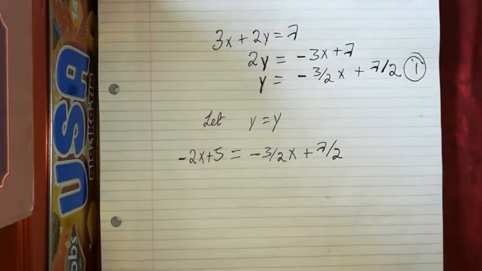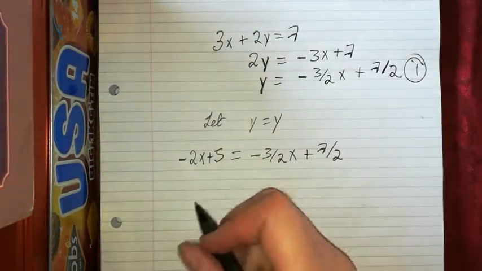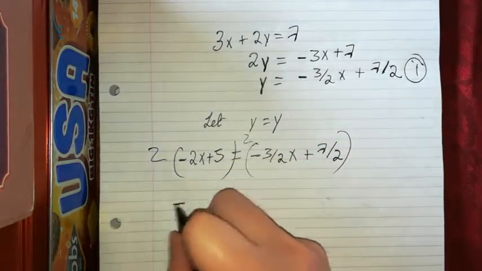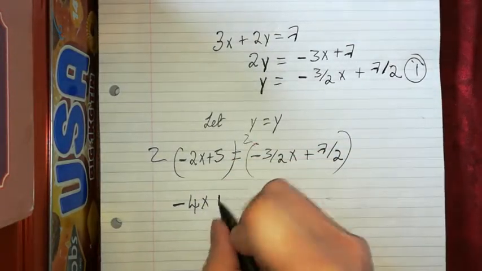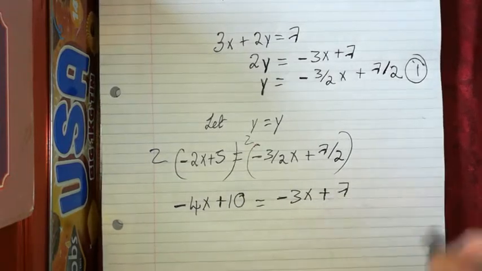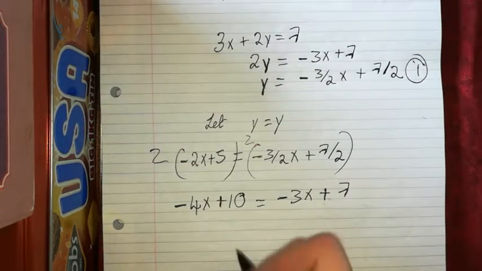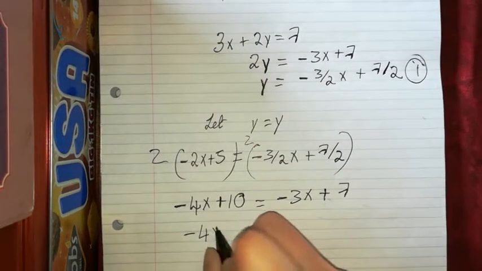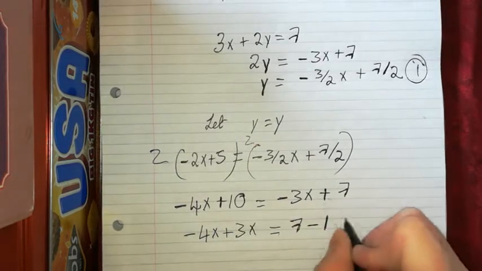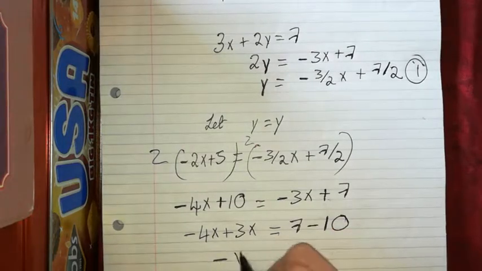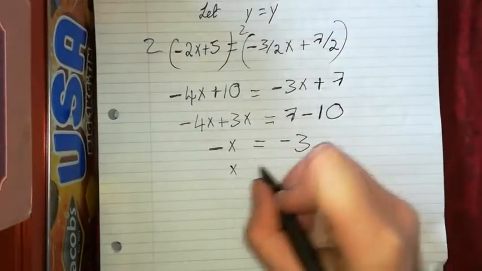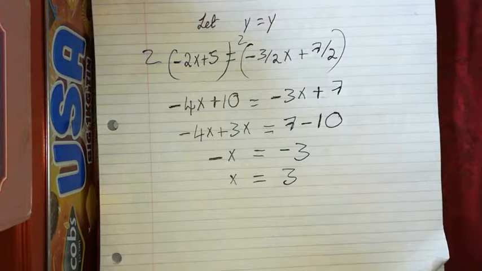What I might do first now is multiply both sides by 2 to get rid of my fraction. So multiply by 2 and then by 2. So that'll be minus 4x and then plus 10 is equal to minus 3x plus 7. So I might get x's on one side, numbers on the other. So minus 4x plus 3x, and then 7 minus 10. So that's going to be minus x is equal to minus 3. So if I divide both sides by minus 1, I'll get x is equal to 3. So I got the same answer as before.